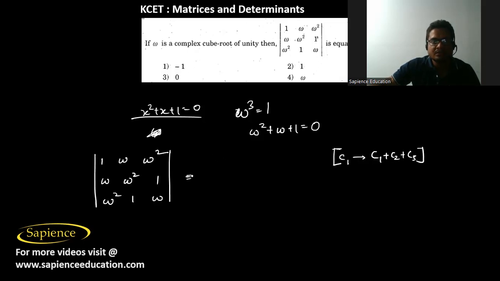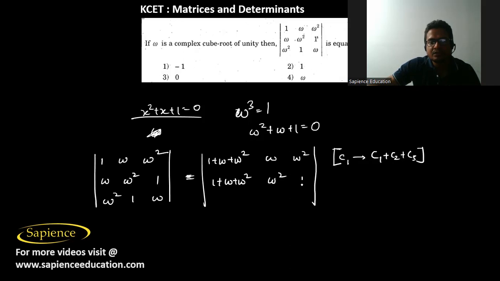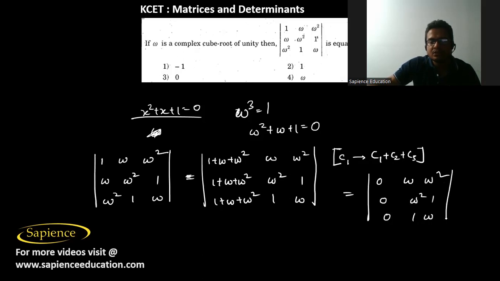So then we will get the determinant of 1 plus omega plus omega square, then omega, omega square. Then here also I will get 1 plus omega plus omega square, then omega square, 1. This will also be 1 plus omega plus omega square, then 1 and omega. Now this value is 0 only. So this will be 0 omega omega square, then 0 omega square 1, and 0 1 omega. So here all the elements in the first column are zeros only. Therefore the value of this determinant will become 0. So option 3 is the correct answer.